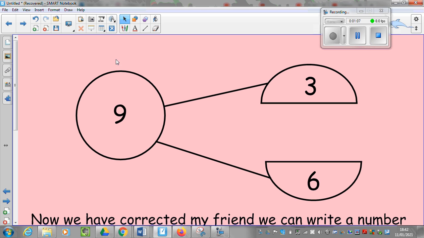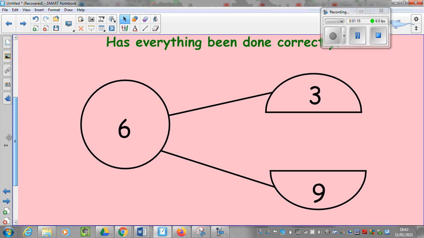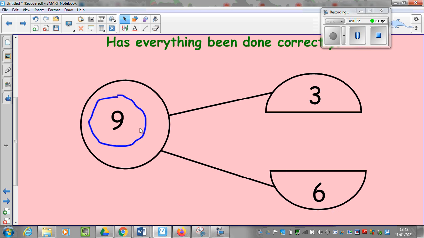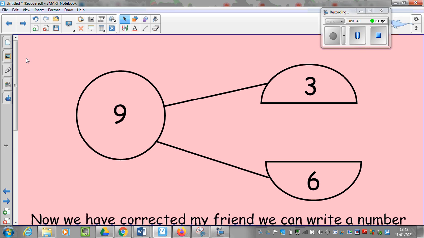We need to put the whole number over here, and we need to make sure that the two parts are over here. Whereas, oh no, my friend had accidentally put the whole number somewhere else. Now the whole number is over here. We know that it's the whole number because it is the biggest number. It is the greatest number out of 6, 3, and 9. So I know that this number should have been over here. And then 6 is therefore a part. So the whole number is 9, 3 is a part, and 6 is a part. Just like it is here.